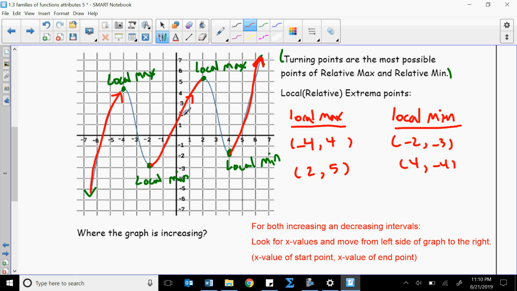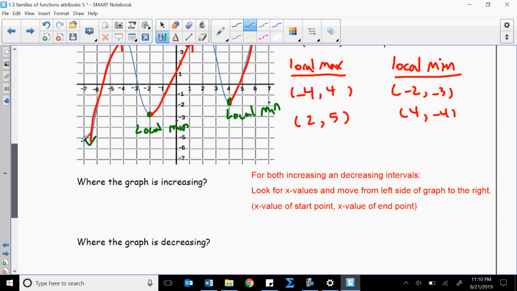So how do I express the intervals of increasing? The rule for writing increasing or decreasing intervals is the same for both. Look for the x values, and move from the left side of the graph to the right side. Then we write in this form: x value of start point, comma, x value of end point. Let's see how that works here.